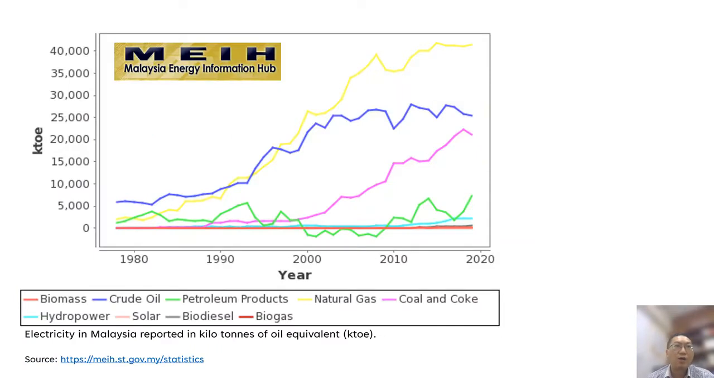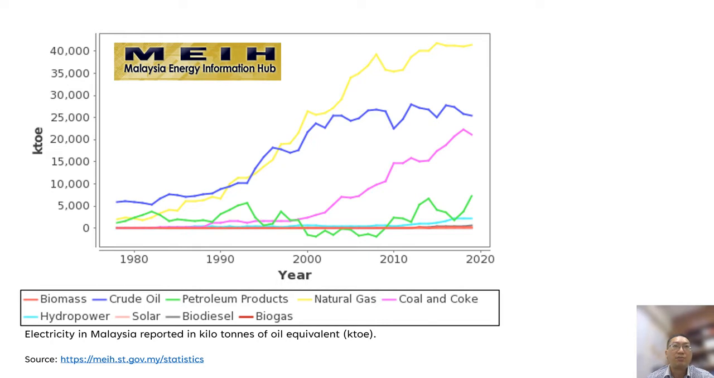How about in Malaysia? The electricity sector is dependent on fossil fuel sources. In 2009, almost 94.5% of electricity was generated using fossil fuels such as natural gas, coal, and oil.